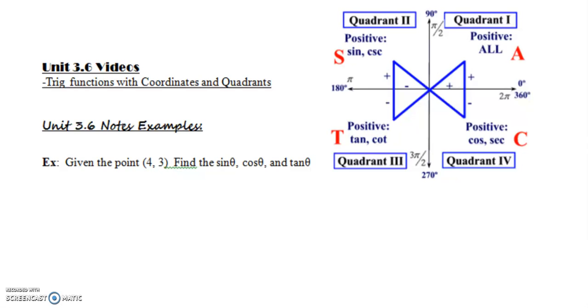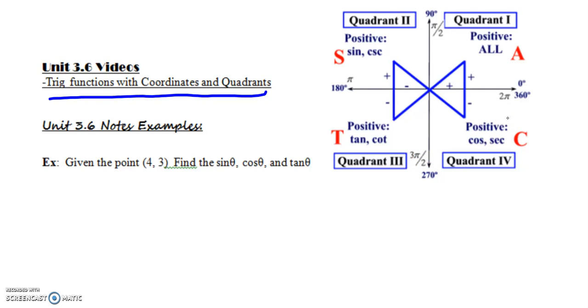Using trig functions with coordinates and quadrants, which means that if we look at the coordinate plane, I'll explain what ASTC stands for later in the video, but I want to remind everybody that in the first quadrant, everything is positive, x and y. In the second quadrant, x is negative and y is positive. In quadrant 3, x is negative and y is negative. And in quadrant 4, x is positive and y is negative. Knowing those signs is really going to help in this section.